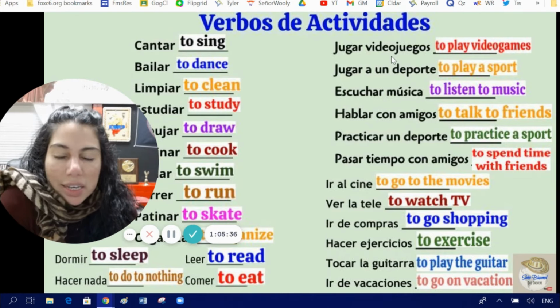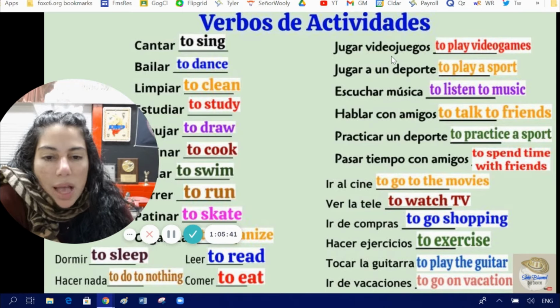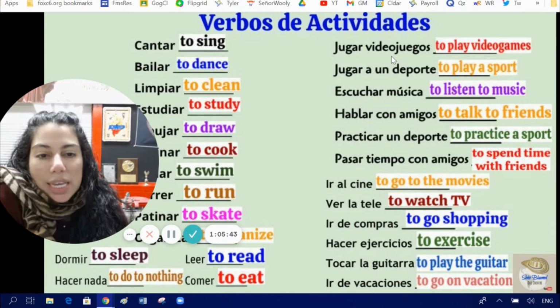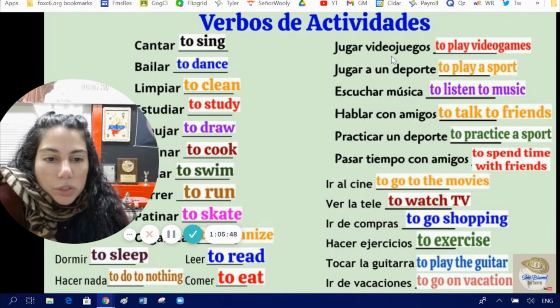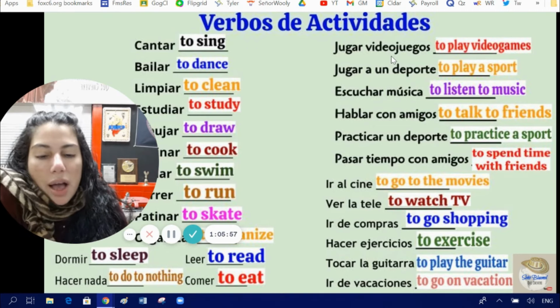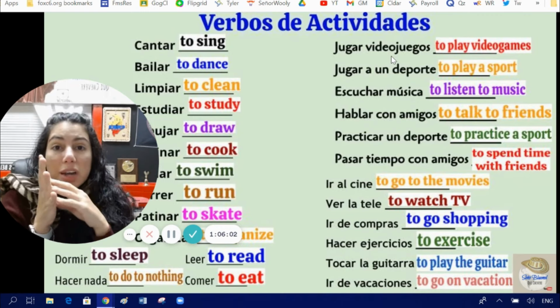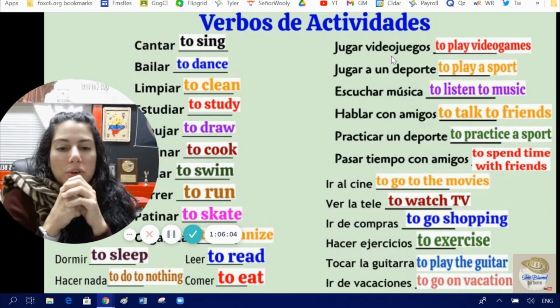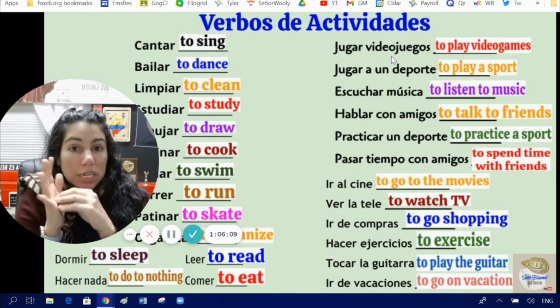Ir al cine, so the verb ir means to go, so ir al cine. Ver la tele, ver is watch, tele is short for television. Ir de compras, go shopping. Hacer ejercicios, to exercise. Tocar la guitarra, to play the guitar. Remember that in Spanish we say to touch the guitar to mean we play the guitar. So the verb tocar means to touch. Okay, it literally means to touch.